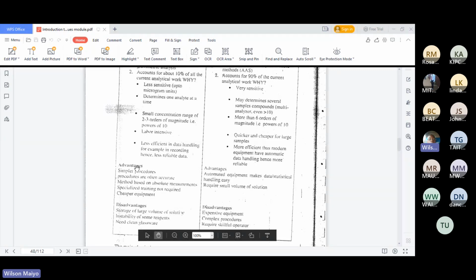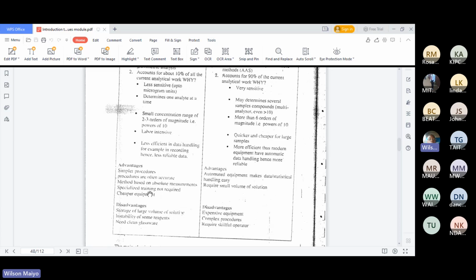Now, again, because they are simple procedures, they don't require any specialized training. Anyone can perform gravimetry, anyone can perform volumetric analysis, anyone can perform titration anyway. And again, the other very major advantage is that they are cheaper equipment. Majority of the equipment that we use in gravimetry, in titrimetry, they are just beakers. We just need beakers, and beakers are not expensive to acquire.